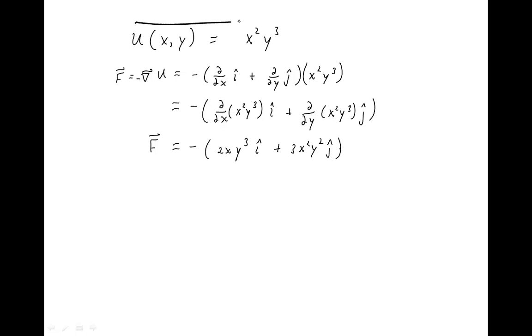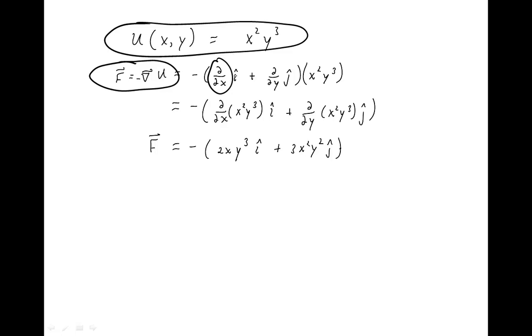Let's say this is the potential energy function, x squared y cubed. I'm interested in the force. So here's the force equation. Remember that the force was equal to minus the gradient of U. So the gradient is the partial with respect to x in the i direction plus the partial with respect to y in the j direction acting on this function.